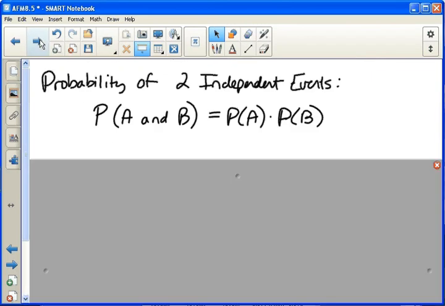Now here we see how to find the probability of two independent events. If two events have no effect on each other, one happening or not happening has no effect on whether the other one happens, then the probability of A and B happening is just the probability of A times the probability of B.